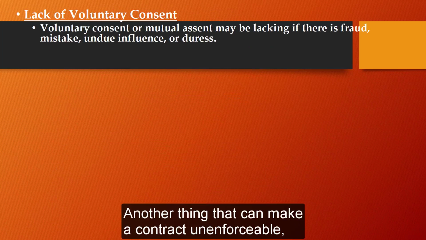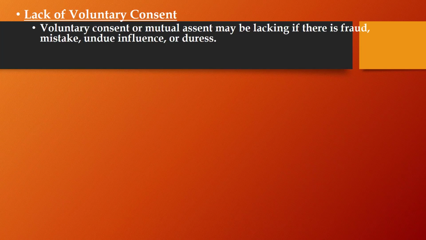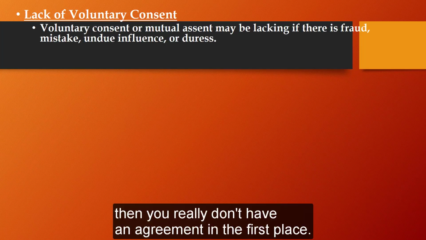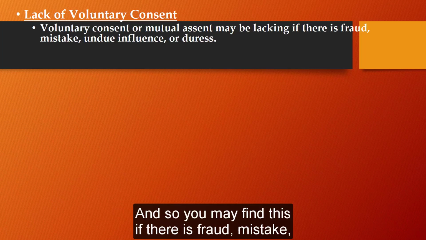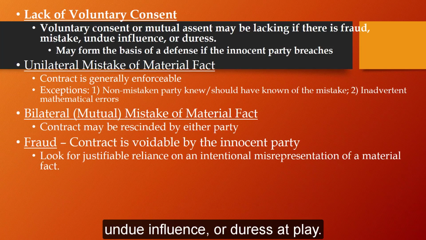Another thing that can make a contract unenforceable is if there's lack of voluntary consent. If there's lack of consent or mutual assent, then you really don't have an agreement in the first place. And so you may find this if there is fraud, mistake, undue influence, or duress at play.